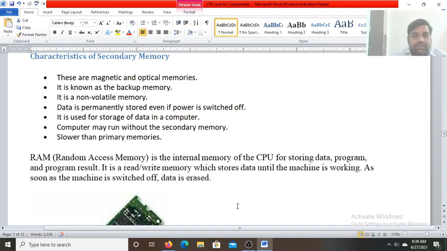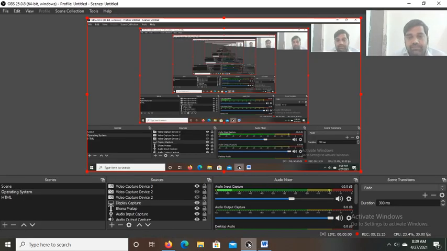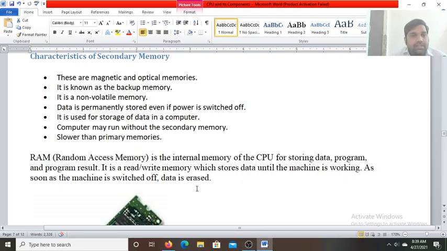Characteristics of the secondary memory. These are magnetic and optical memories. It is known as the backup memory. It is a non-volatile memory. The data is permanently stored even if the power is switched off. It is used for the storage of data in a computer. Computer may run without the secondary memory, and it is slower than primary memory.